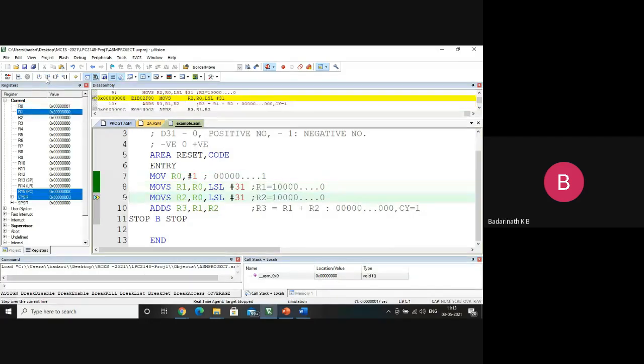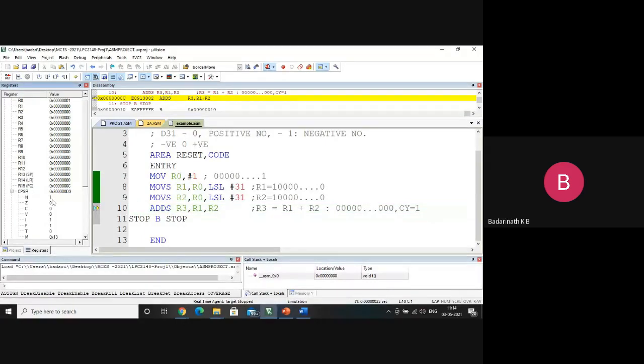Look at the R1. R1 contains 8000. Now I'll execute another instruction. So look at R2. R2 also contains 8080. Now I'm adding these 2 numbers. ADDS. Now I'll expand the CPSR at this moment. So now what is the number? N is 1 because why? In the previous instruction, you moved 1 into the last bit. That's why 1. All other bits are 0, including the carry. Look at the carry is 0.